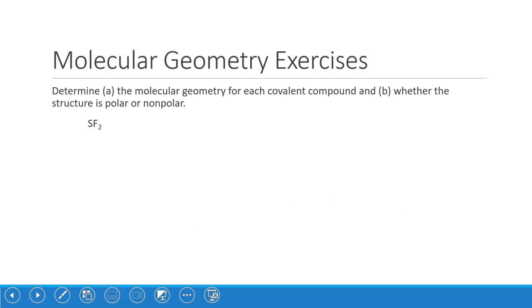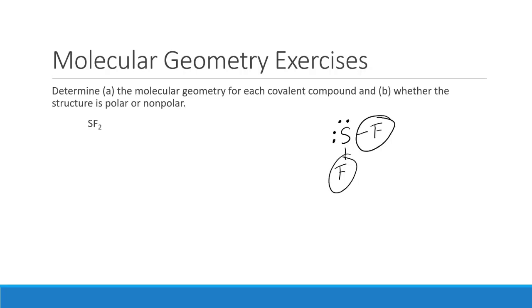Okay, the next example we had SF2, and remember sulfur has 2 bonds and 2 lone pairs. And since the lone pairs on the outer atoms do not matter, I'm not going to fill in those 3 lone pairs around fluorine. They're there, but they don't matter for this question. What does matter is how many atoms are attached to that sulfur. And we have 2. So 2 atoms attached to the sulfur, and we have 2 lone pairs on sulfur.